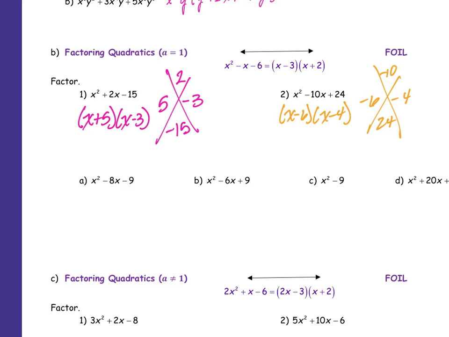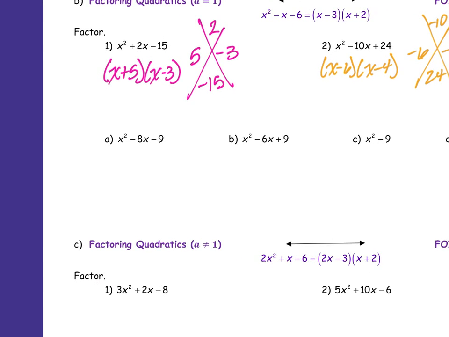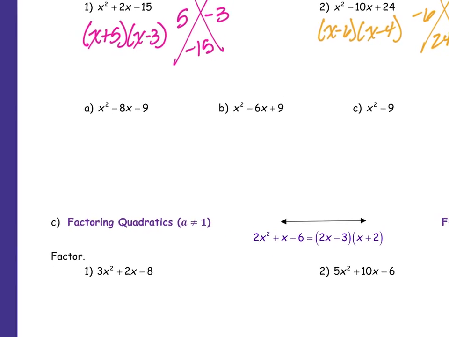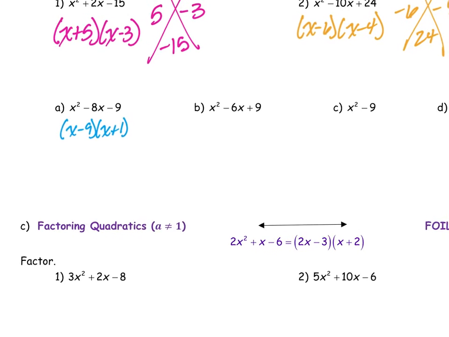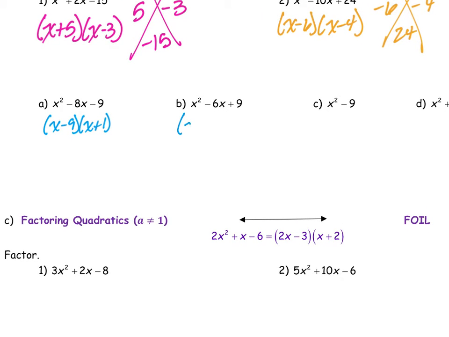Okay. So go ahead and do these. Okay, so really quick, right? A should be x minus 9 times x plus 1. Sorry, I was just reading some answers in the chat box here. B should be x minus 3 squared.